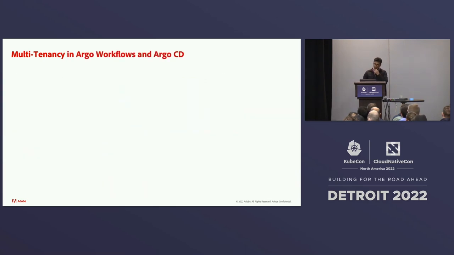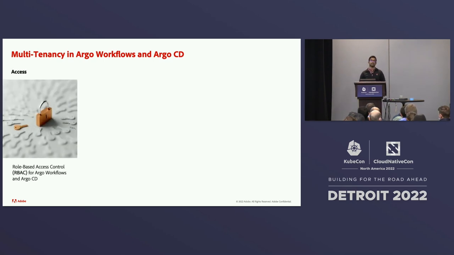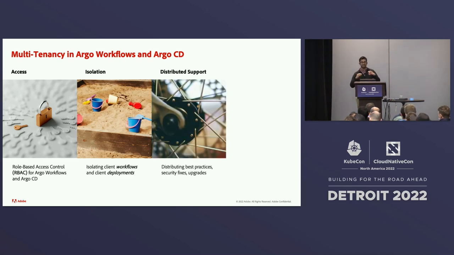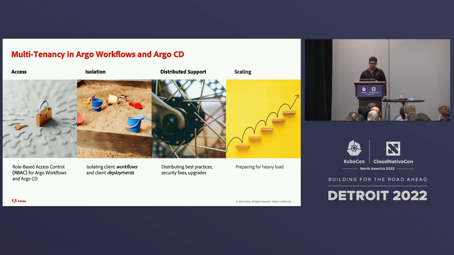Some of the questions we had to answer when addressing multi-tenancy with Argo Workflows and Argo CD were: how do we make sure that clients can only access what's theirs? How do we isolate client workflows and processes and deployments? What's the best way to get updates and fixes out to clients for resources that we don't control? And of course, how do we design for reliability as load increases?